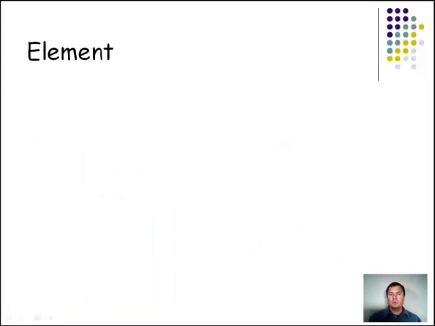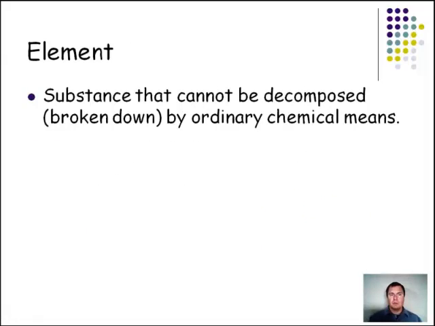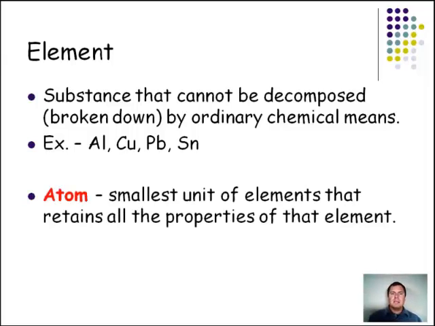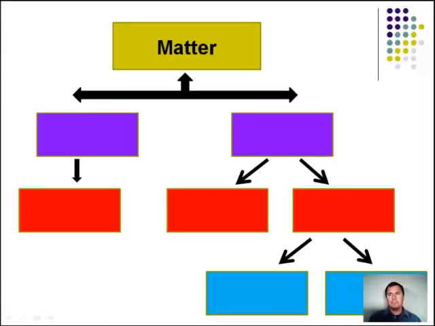This is in contrast to an element. Remember, we've talked about elements already. We already said they're a pure substance that can't be decomposed or broken down by ordinary chemical means. Examples: aluminum, gold, lead, copper, tin, all these things that we're memorizing. You already know about these. Well, the smallest part of an element is an atom. An atom is the smallest unit of an element that retains all the properties of that element. We said we can break atoms down into smaller parts, but those smaller parts, protons, neutrons, electrons, don't have the properties of that element.